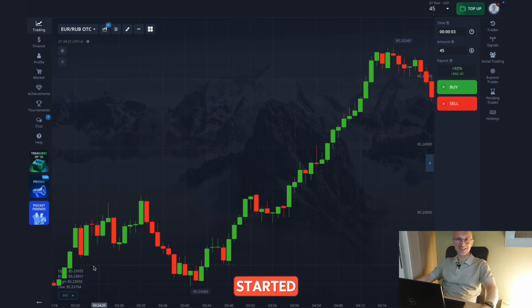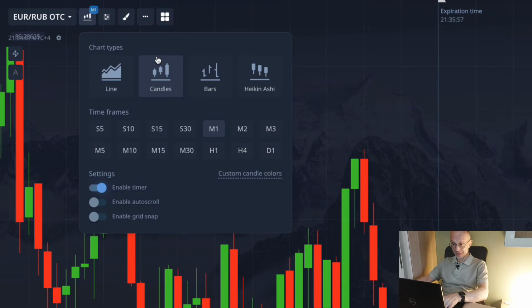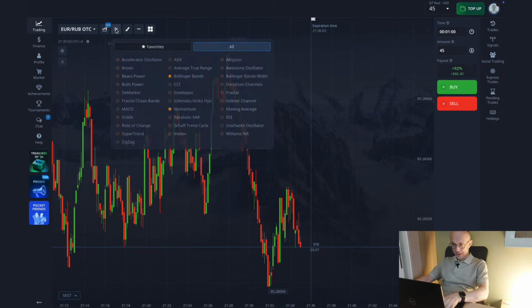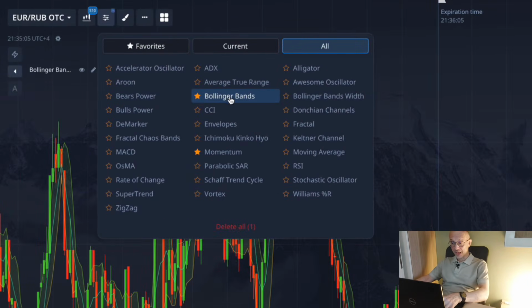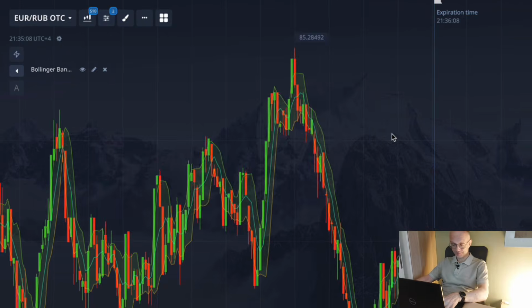Let's get started. First, let's prepare the tools for work. I'm setting classic candles and the time frame is 10 seconds. Let's go to the Indicators tab and select the Bollinger Bands and the Momentum.